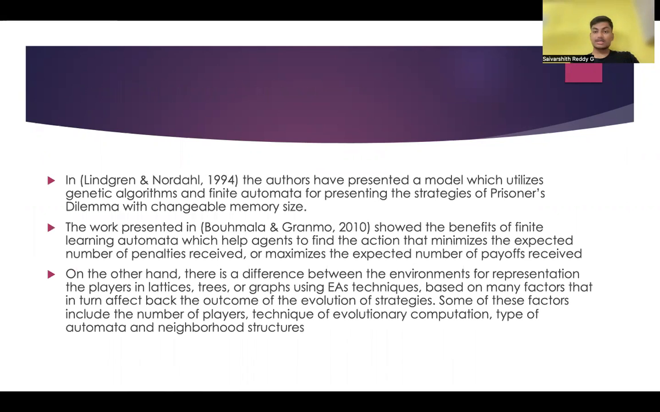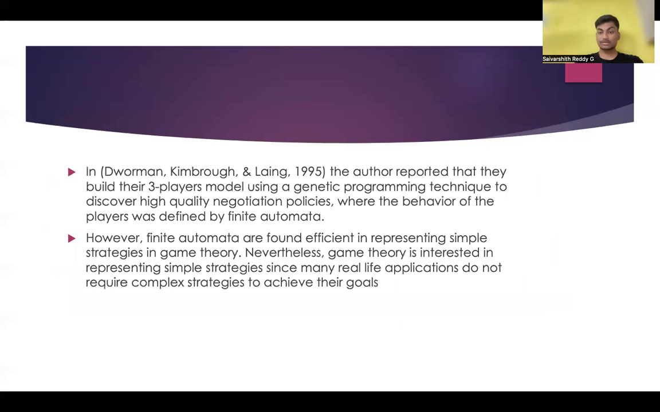The work presented showed the benefits of the finite learning automata, which help the agents to find the action that minimizes the expected number of penalties received or maximizes the expected number of payoffs received. On the other hand, there is a difference between environments for representation. The players in trees or graphs using ES techniques based on many factors that in turn affect back the outcome of the evolution of the strategies. Some of these factors include the number of players, technique of the evolutionary competition, type of automata, and neighborhood structures.